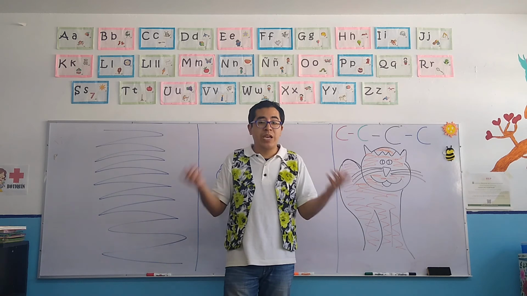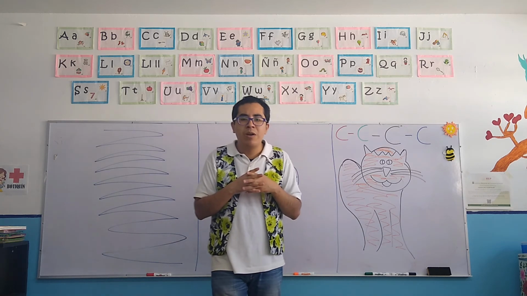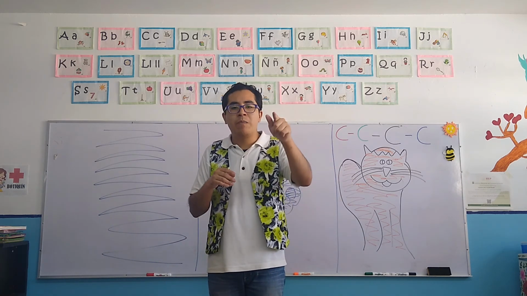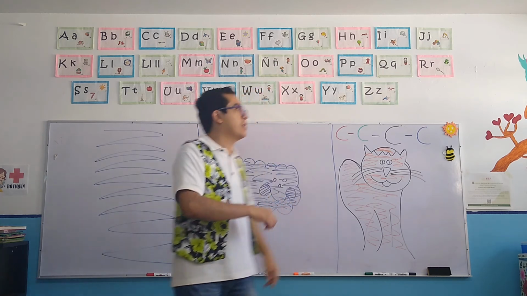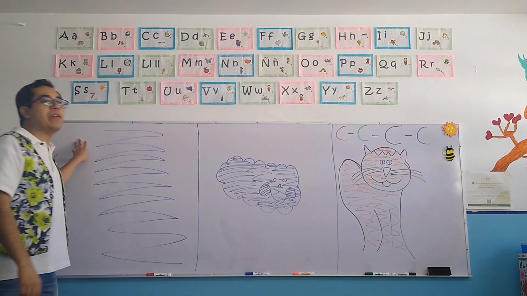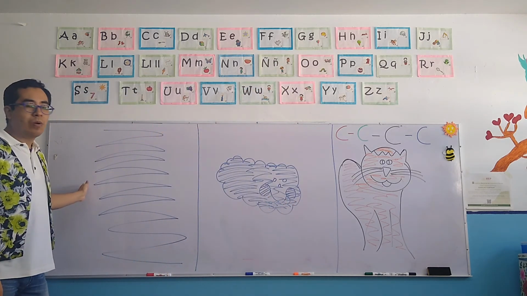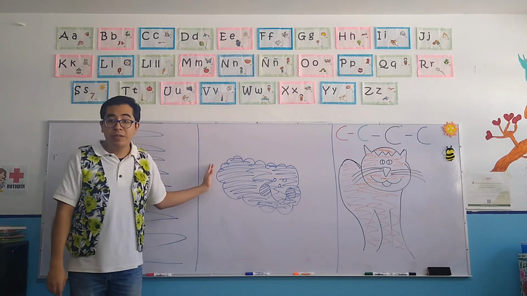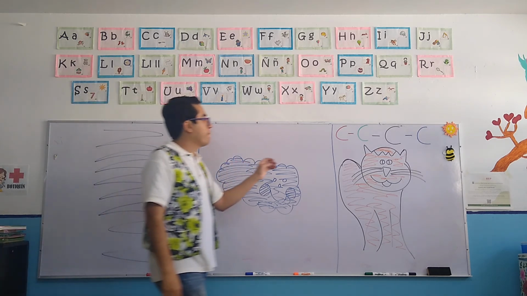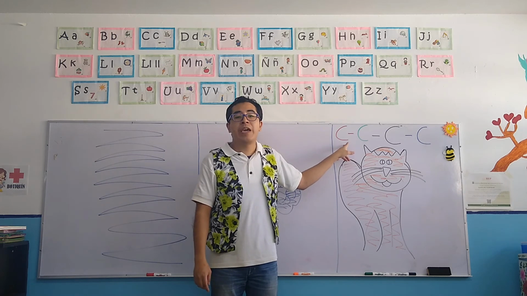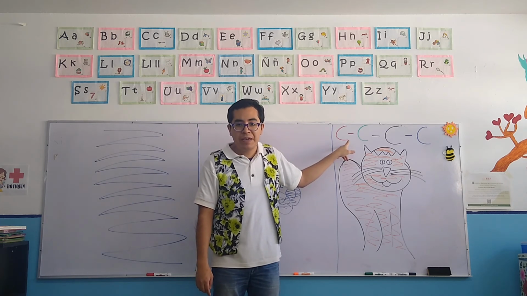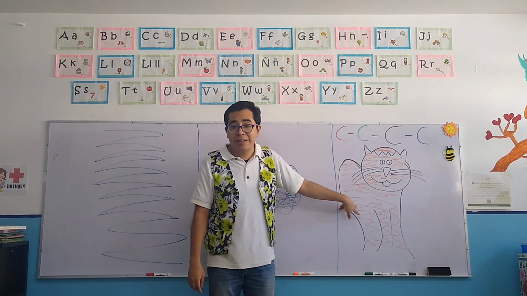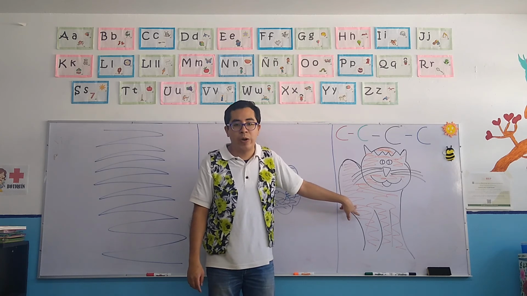So that's it for today, my children. But before we go, let's review the color, the object, and the new letter. Let's start. The object that appears here, color blue. The cloud, color blue. The letter of today, capital C, which is for cat, and the cat is orange.